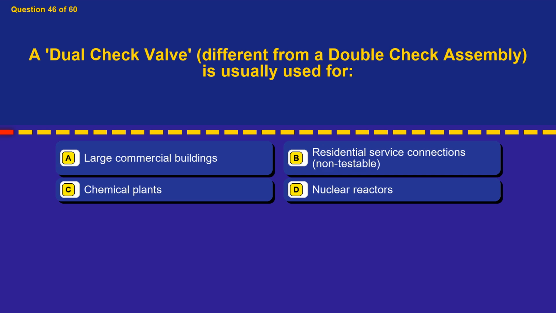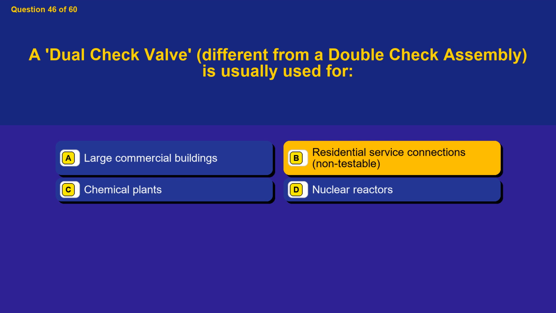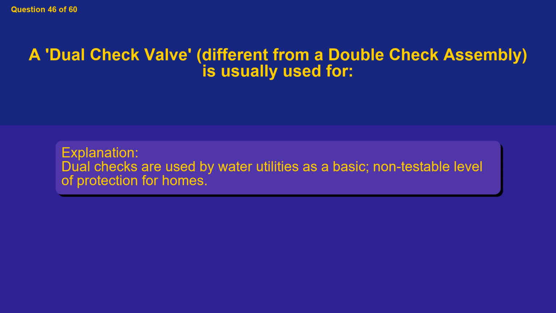Question 46. A dual-check valve, different from a double-check assembly, is usually used for: Option A, large commercial buildings. Option B, residential service connections, non-testable. Option C, chemical plants. Option D, nuclear reactors. The correct answer is option B, residential service connections, non-testable. Dual checks are used by water utilities as a basic, non-testable level of protection for homes.